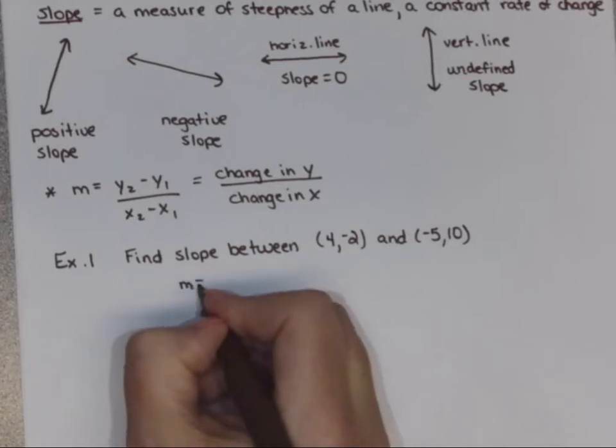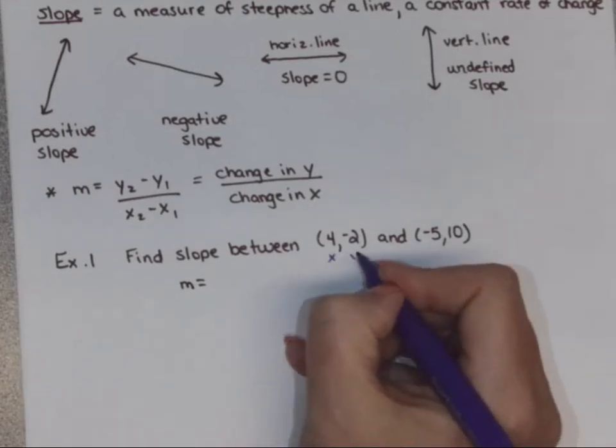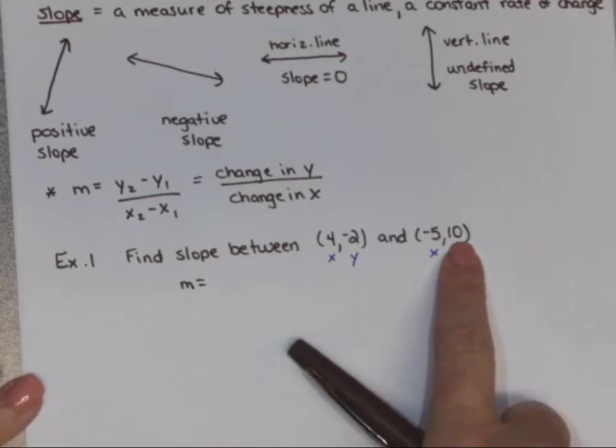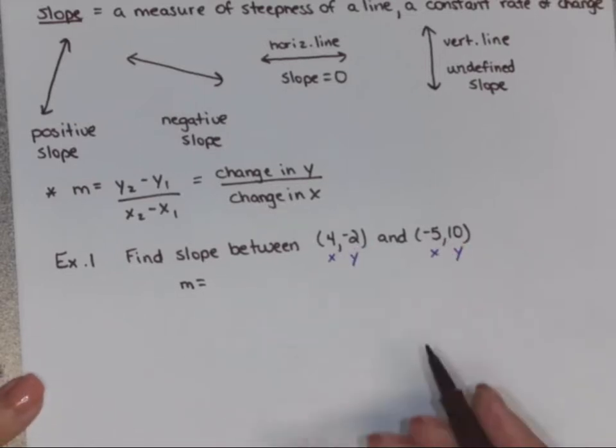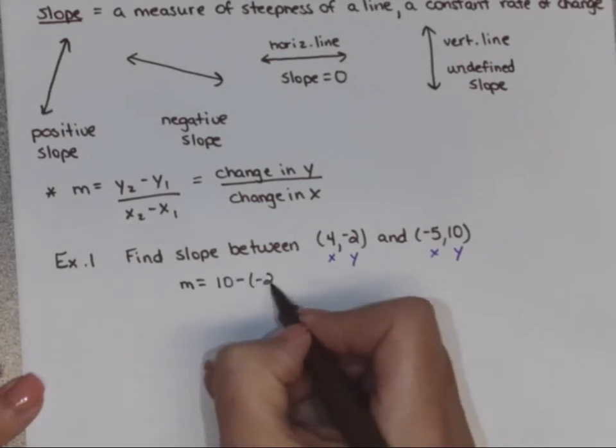So my slope formula has me look at the x's versus the y's. So if you need to, maybe a quick refresher on which one's x and which one's y, but they just go in alphabetical order. The first number's x, the second number's y. So I need to subtract the two y's. Okay, so I'm going to start with the second one minus the first one. So I'm going to have 10 and then minus -2.